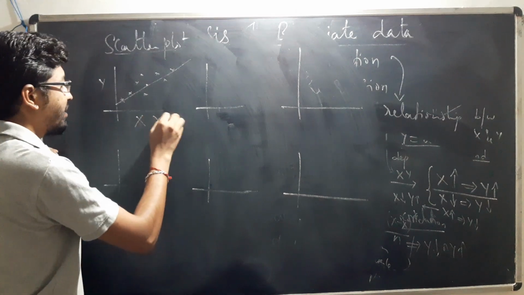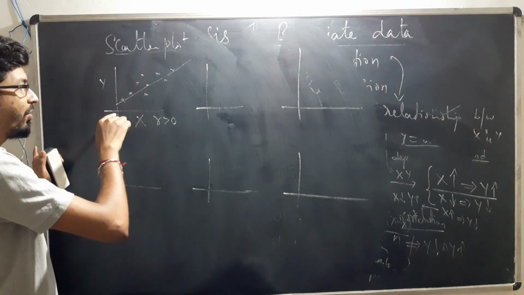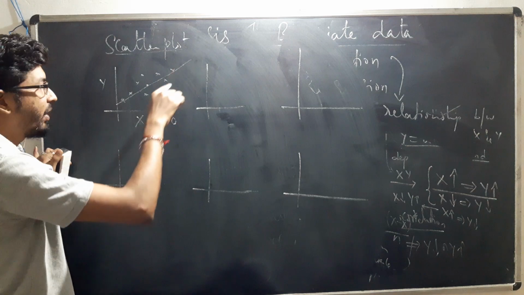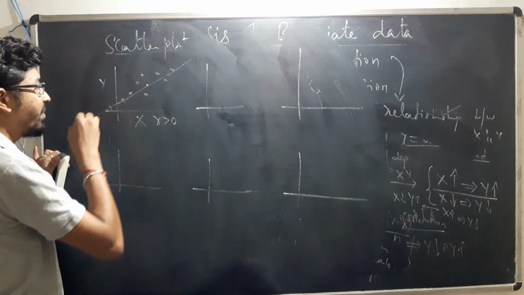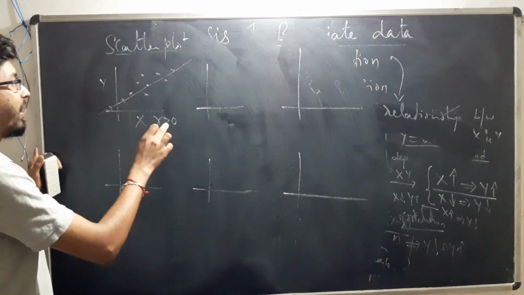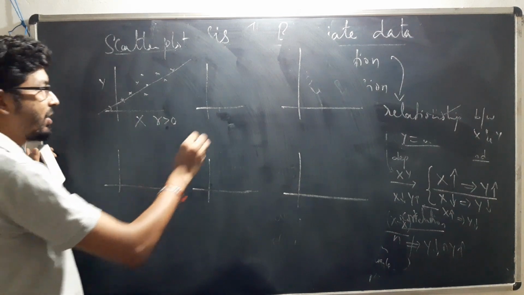So in this case, if you observe a straight line from the origin to infinity comma infinity, or you can say that the line is making an acute angle with the x-axis, in that case we say correlation is positive.